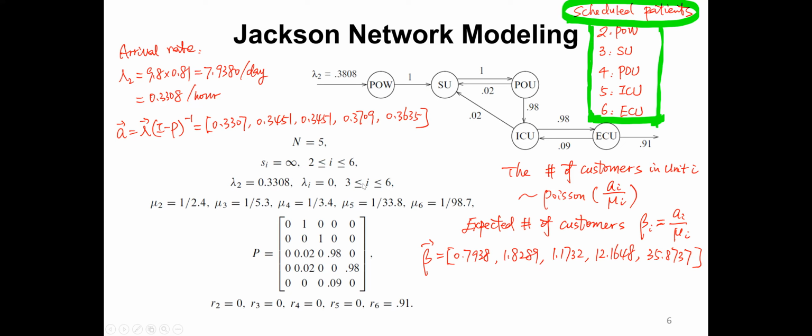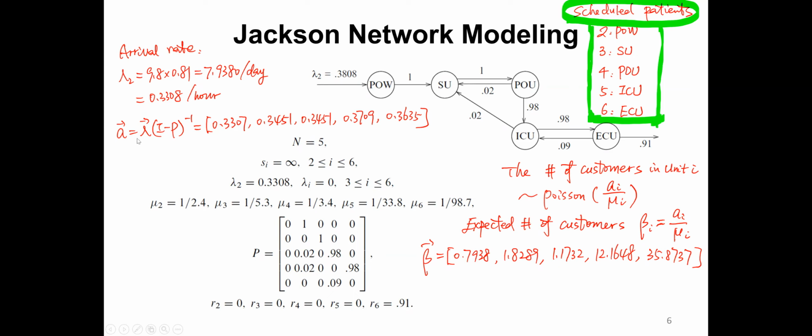Similarly, we assume an M/M/infinity queue, and we have the arrival rate. The external arrival rate to all these other units is 0. And this is the average service time, from which you can calculate the service rate. Mu is the service rate. And then this is the exit probability, which is 91%.